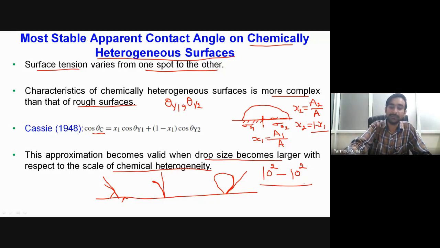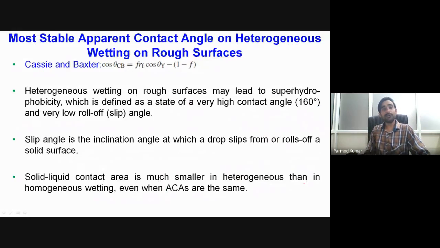Now what we are trying to do over here is go towards a closer real surface situation. In reality, we may have chemically heterogeneous surfaces as well as roughness. If we include both these things, then Cassie's equation is further derived by Cassie and Baxter, and we get the contact angle called the Cassie-Baxter contact angle.